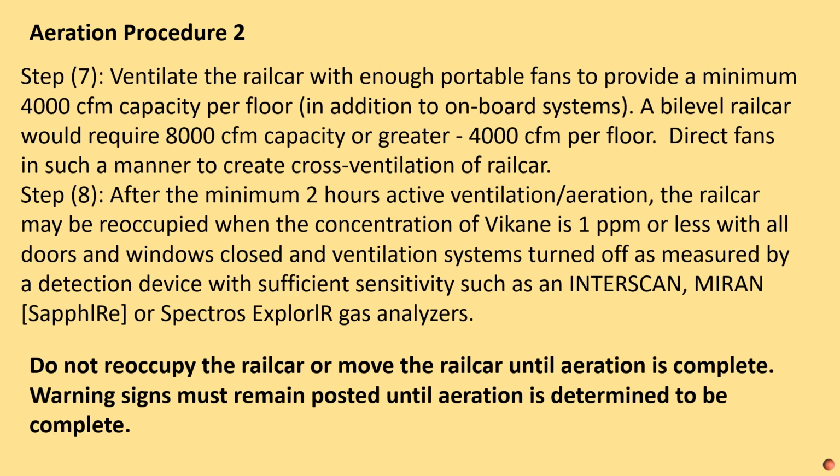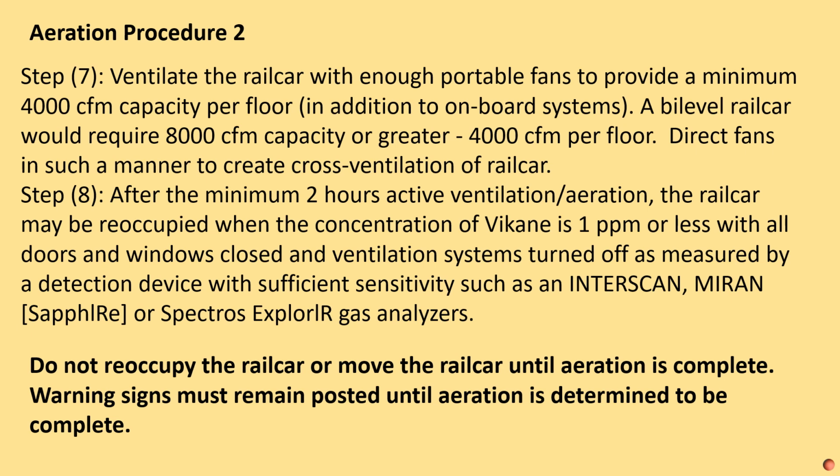Aeration procedure 2. Step 7. Ventilate the rail car with enough portable fans to provide a minimum 4,000 cubic feet per minute capacity per floor in addition to onboard systems. A bi-level rail car would require 8,000 cubic feet per minute capacity or greater, 4,000 cubic feet per minute per floor. Direct fans in such a manner to create cross ventilation of the rail car.